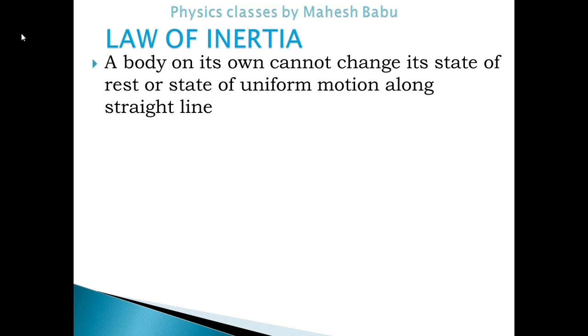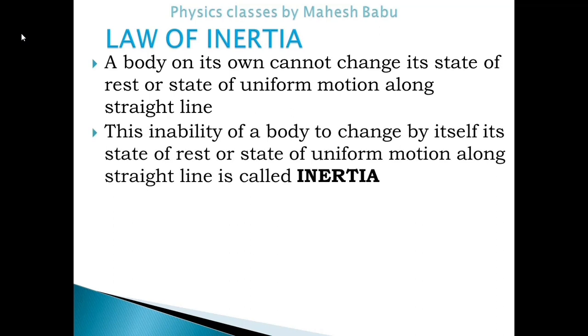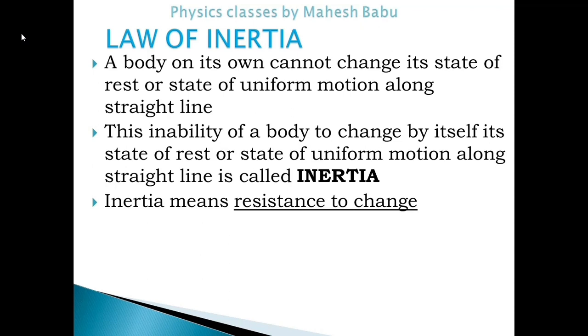A body on its own cannot change its state of rest or state of uniform motion along a straight line. An external force should act on it. This inability of a body to change by itself its state of rest or state of uniform motion along a straight line is called inertia. Inertia means resistance to change.